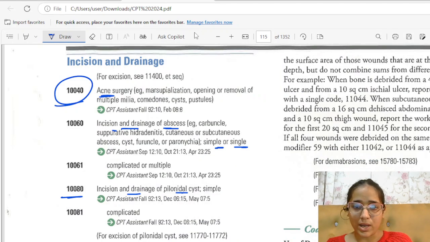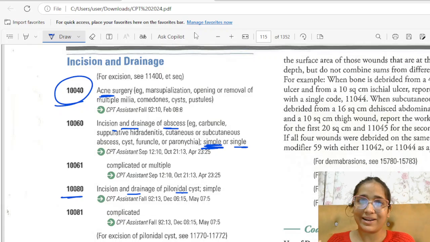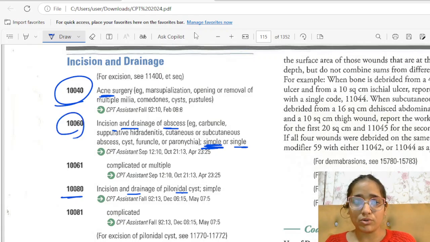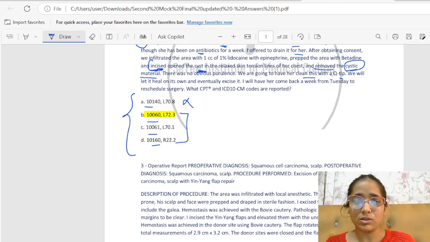So there is only one, so it will be a simple one, because we do not have any drain placement and we do not have any documentation of a complication which occurred during the procedure. So what we are going to do, we are going to use 10060. Now we have two options. We have already ruled out A and C. Now we are left with A and D.